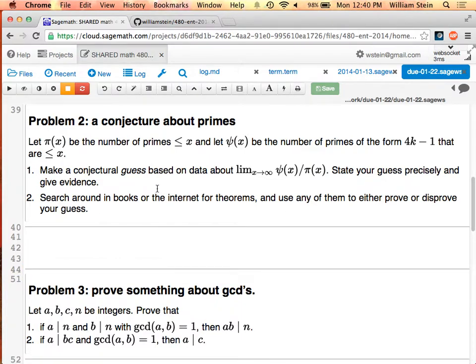Okay, so that was problem 1, do a GCD by hand. This one is to make a conjecture about primes. So there are 2 steps here.